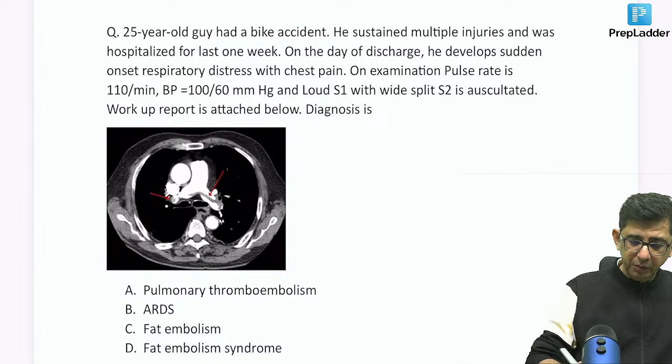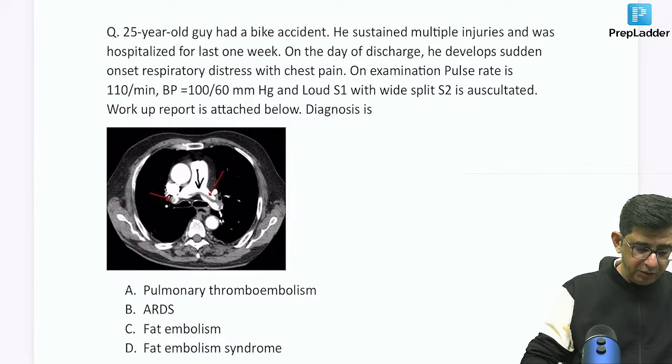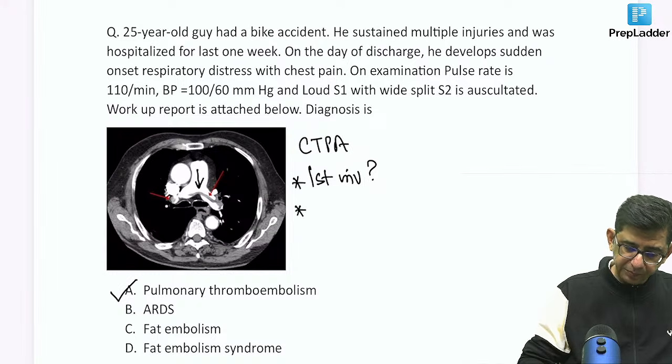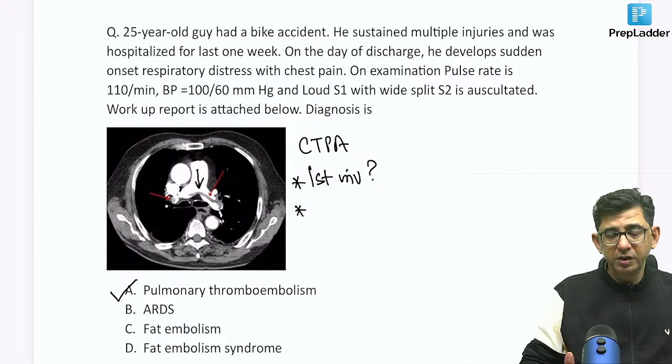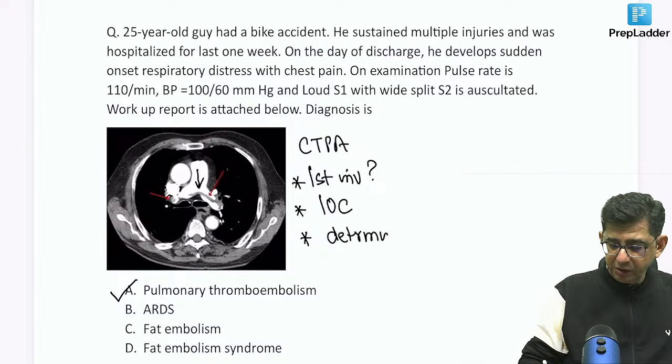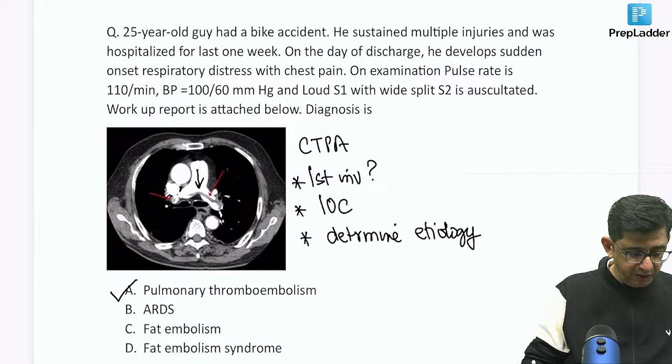You can see a big clot in the pulmonary artery of the patient. This is a CTPA, and the diagnosis is pulmonary thromboembolism. Saddle embolus is shown. He has also asked: what is the first investigation to be done in this patient? What is the investigation of choice? How would you determine the etiology in this condition because there is a deep vein thrombosis? All three have been questions in previous years.